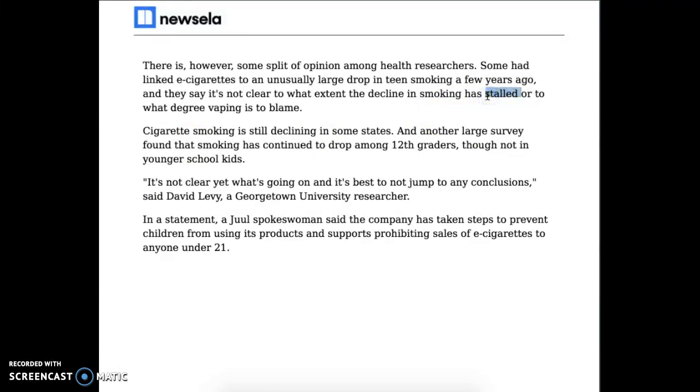And they say it's not clear to what extent the decline in smoking has stalled, or to what degree vaping is to blame. Cigarette smoking is still declining in some states, and another large survey found that smoking has continued to drop among 12th graders, though not in younger school kids. "It's not clear yet what's going on, and it's best not to jump to any conclusions," said David Levy, a Georgetown University researcher. In a statement, a Juul spokeswoman said that the company had taken steps to prevent children from using its products and supports prohibiting sales of e-cigarettes to anyone under 21.